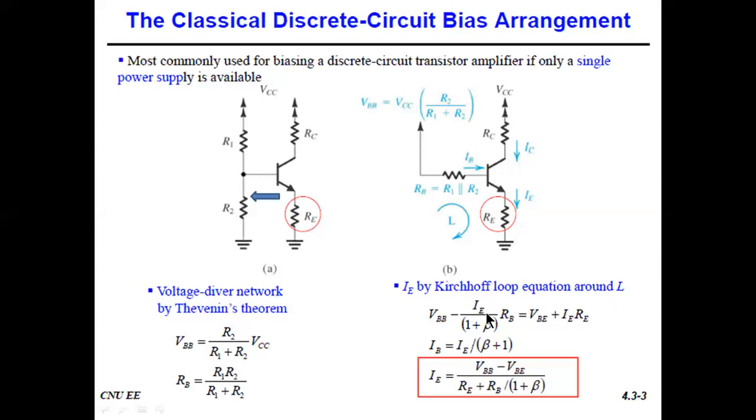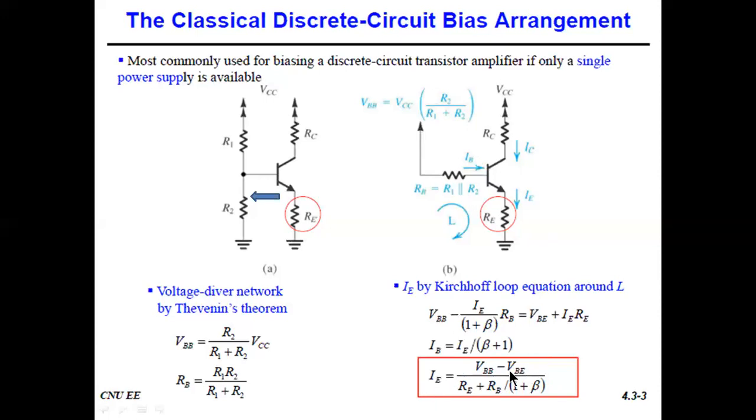So now we can take the IE terms on one side and the other terms on the other side, that is VBE this side and this IE term on this side, and then we can find the expression for IE, and that will give us VBB minus VBE divided by RE plus RB divided by 1 plus beta. Now this IE is almost the same as IC, because IB is comparatively much lesser than IE.